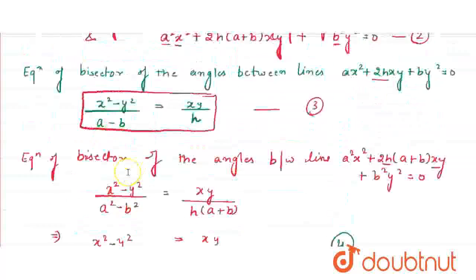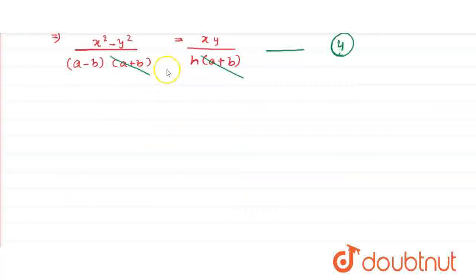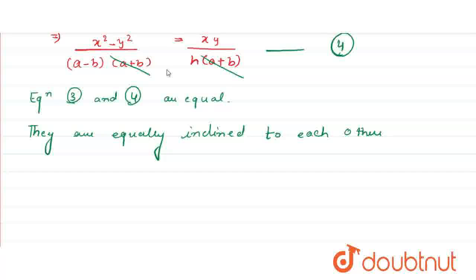Now if you see clearly, equation number 3 and equation number 4 are equal, right? If equations 3 and 4 are equal, if the equations of the bisectors are equal, then they are equally inclined to each other, as their angle bisector equations are equal. So we can say they are equally inclined to each other.